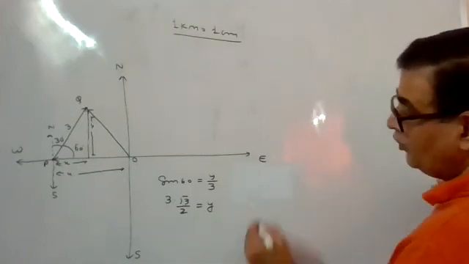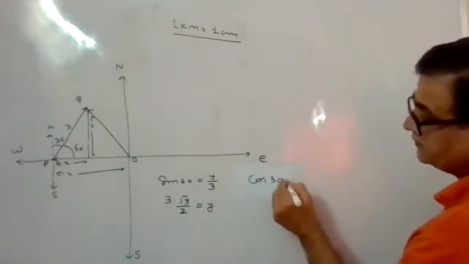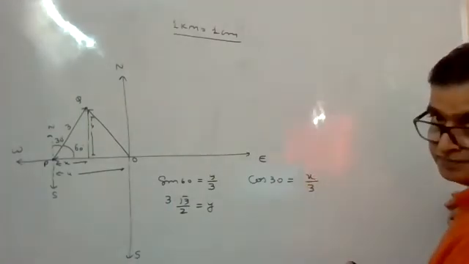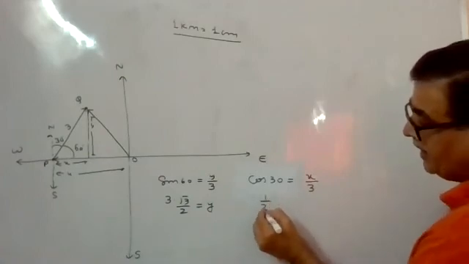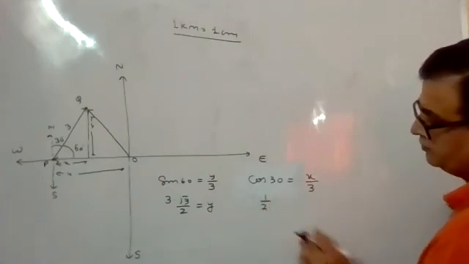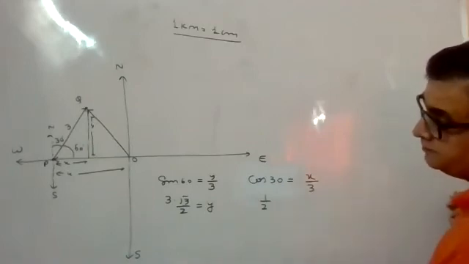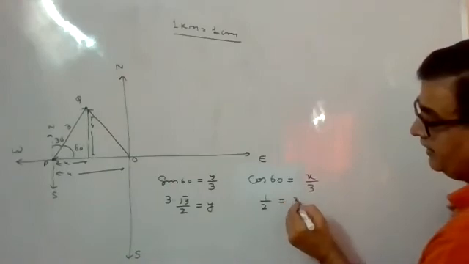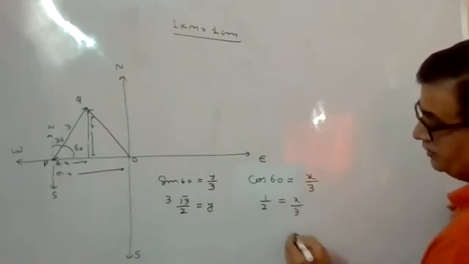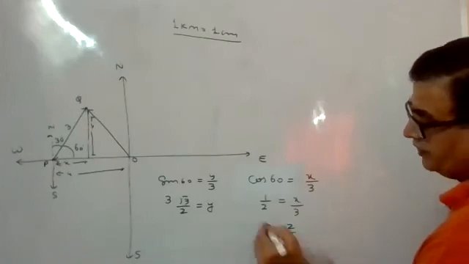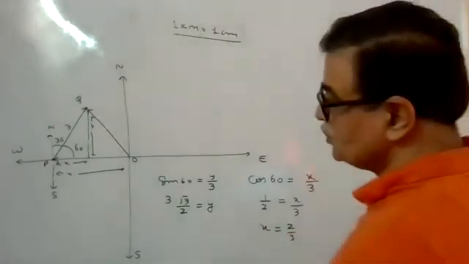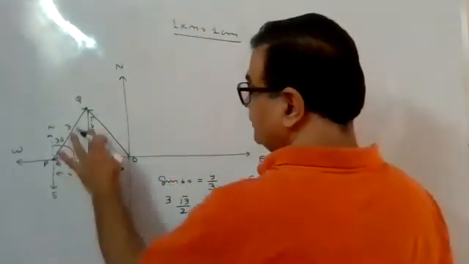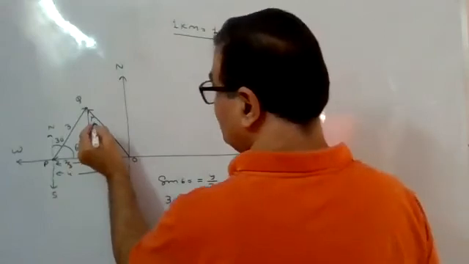Okay? Then we go for cos 30. Cos 30 is base over hypotenuse, so it will be x by 3. Cos 30 is simply half or root 3 by 2. Sorry, cos 60 I got. So cos 60 is half is x by 3. So x comes out to be 2 by 3. So what is this length now? This length is 2 by 3. This length is coming as 3 root 3 by 2.